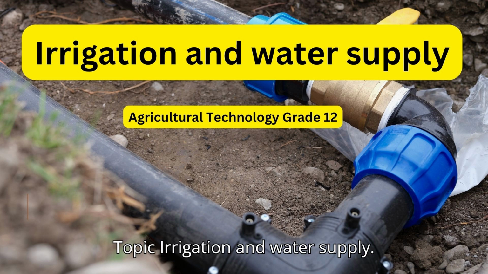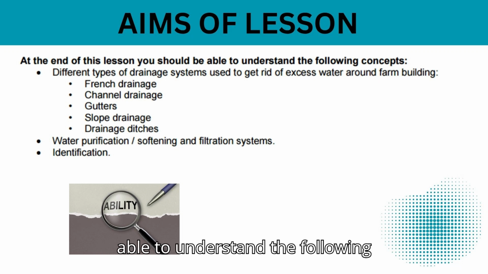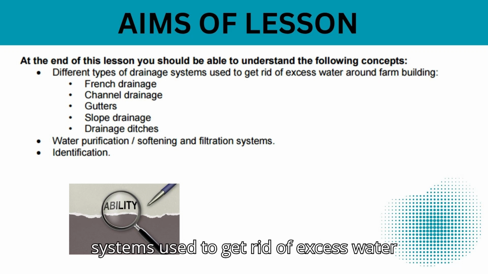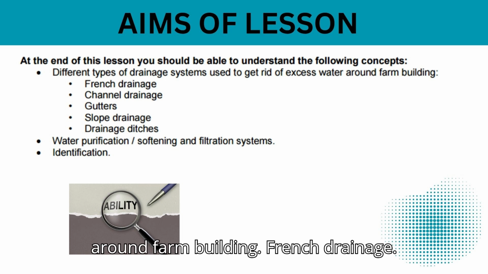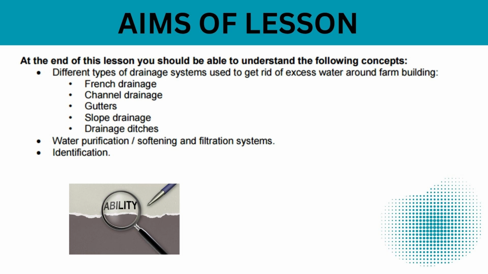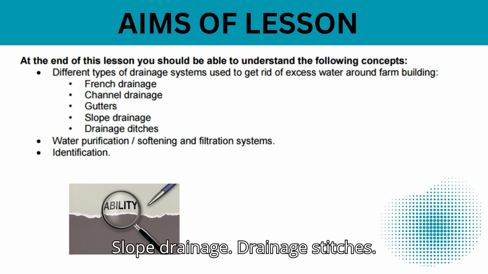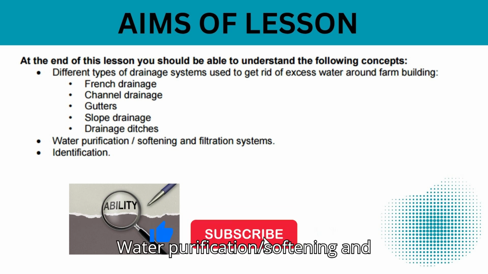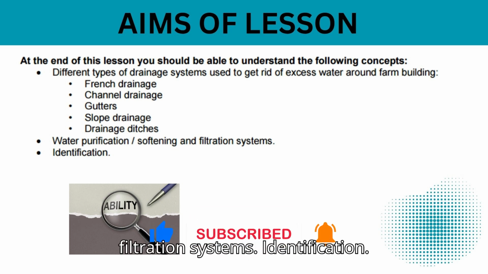Topic: Irrigation and water supply. At the end of this lesson you should be able to understand the following concepts. Different types of drainage systems used to get rid of excess water around farm buildings. French drainage, channel drainage, gutters, slope drainage, drainage ditches, water purification/softening and filtration systems.